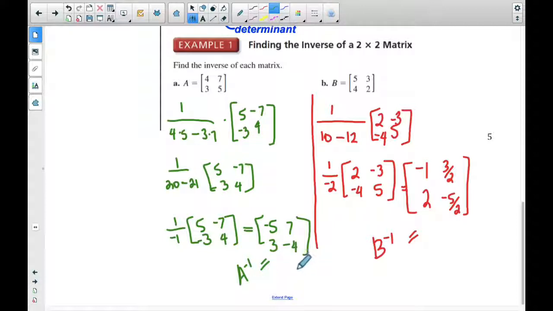Okay, that's how you find the inverse of a 2 by 2 matrix. Notice we only did 2 by 2s, and as we know, matrices can get much bigger than that. It gets even more complicated, so we're going to stop with doing this by hand at the 2 by 2s. I'm not going to go into 3 by 3s by hand.